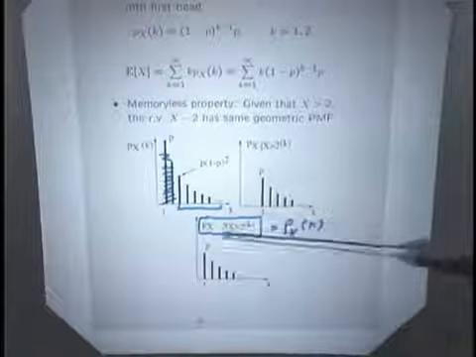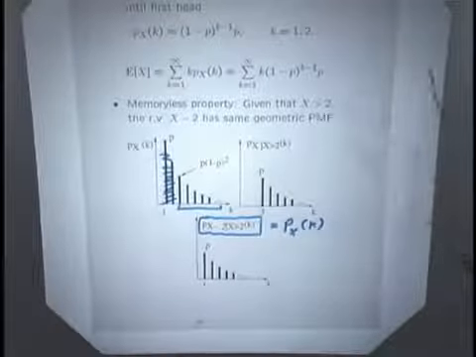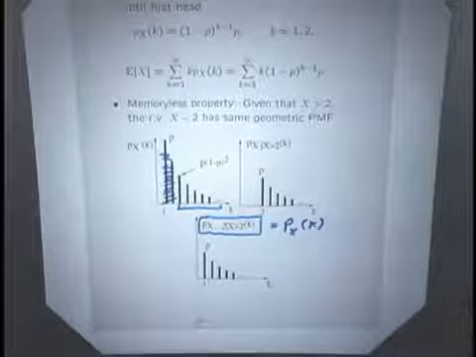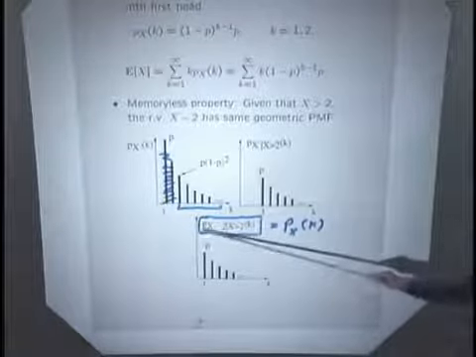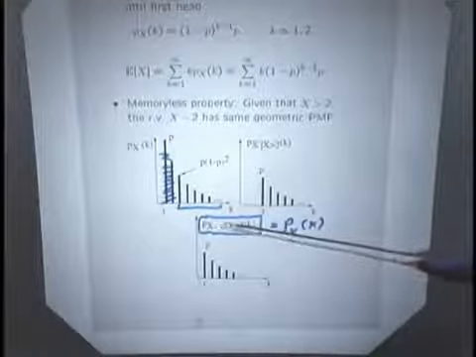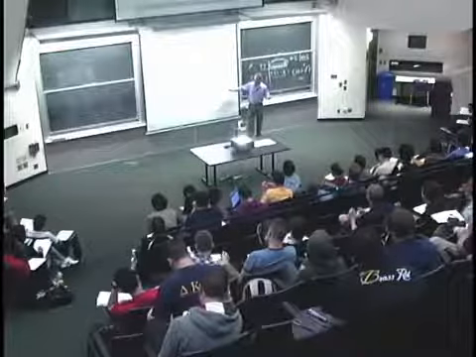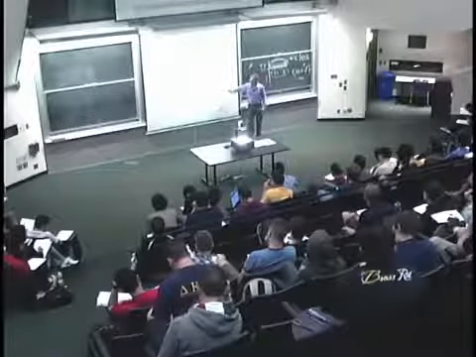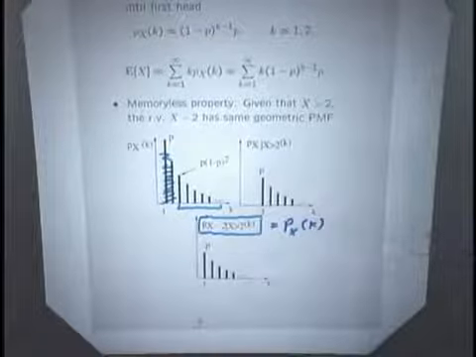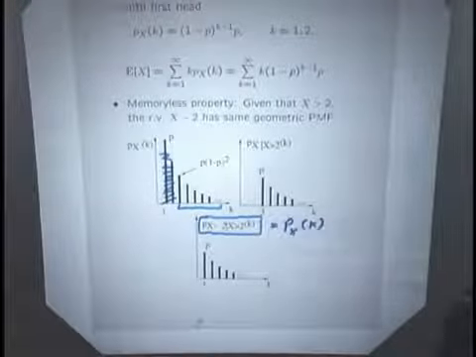So basically, the PMF of x minus 2 is the same as the PMF of x, except that it gets shifted by these 2 units. So this way, we have formally derived the conditional PMF of the remaining number of coin tosses, given that the first 2 flips were tails. And we see that it's exactly the same as the PMF that we started with. And so this is sort of the formal proof of this statement here.